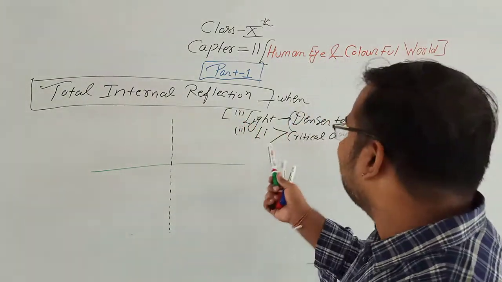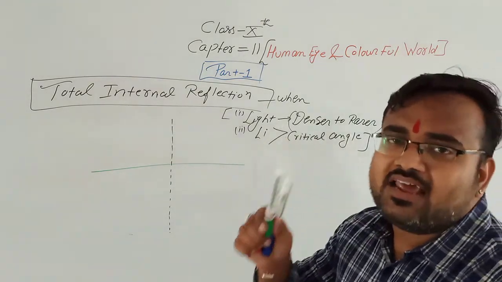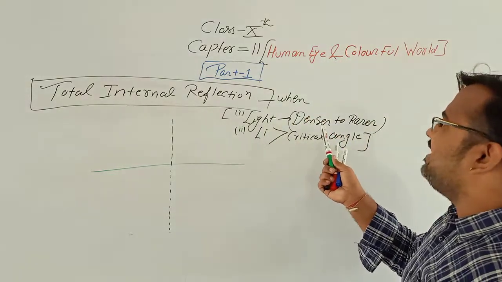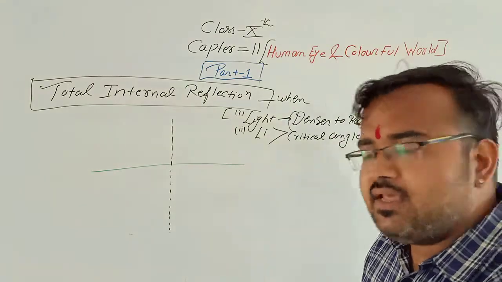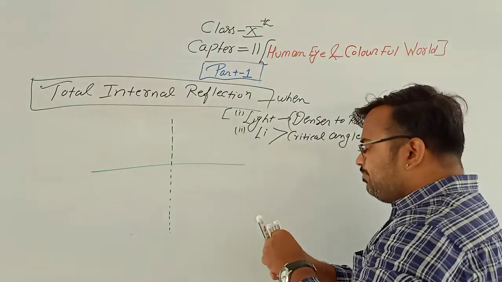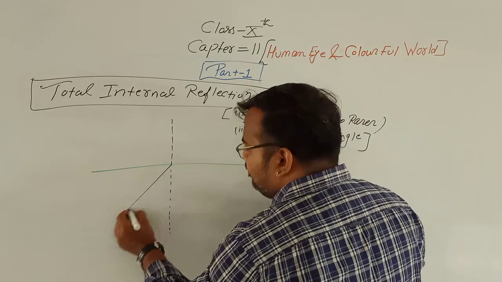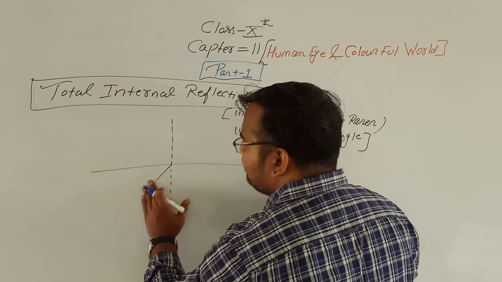Now we'll see what is angle of incidence and what is critical angle. And the first and most important thing, the light should travel from denser to rare medium. Clear? Now suppose this is an incident ray.